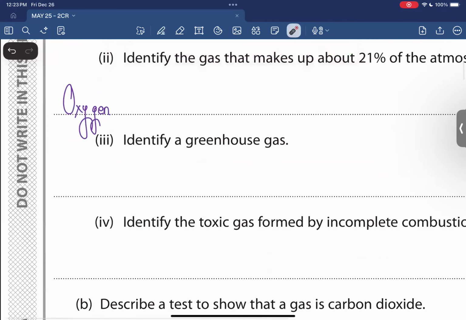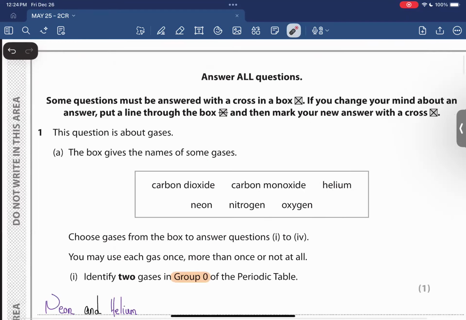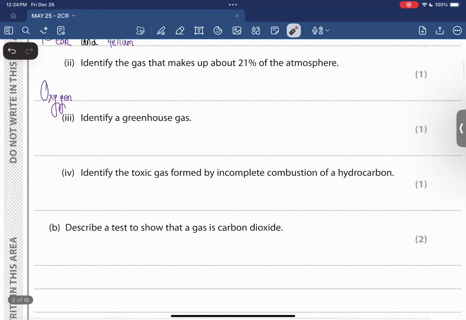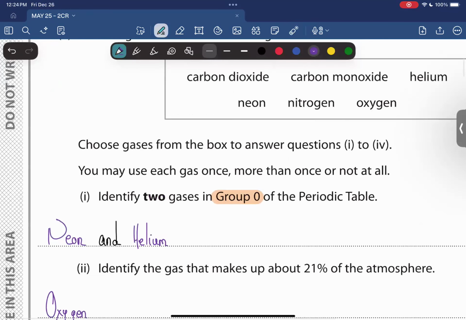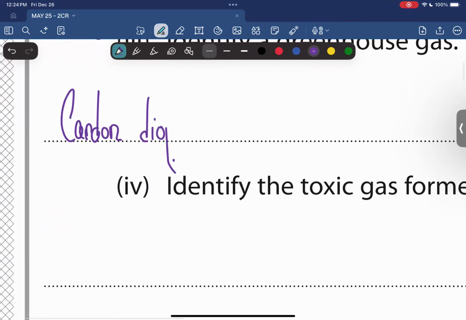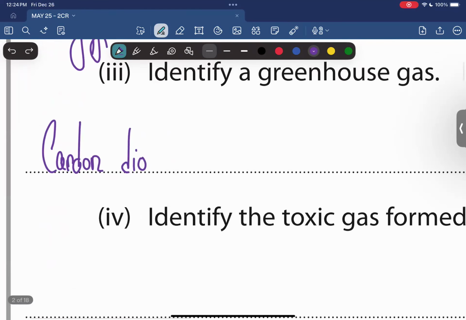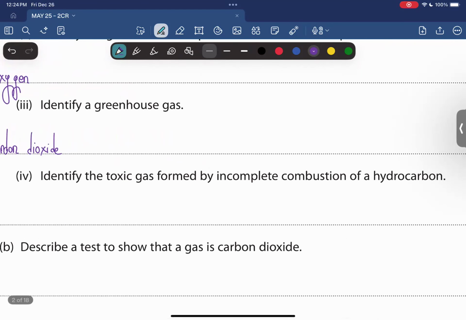Identify a greenhouse gas. A greenhouse gas is obviously going to be carbon dioxide. It traps infrared radiation from the sun, and as a result causes the surface temperature to rise and cause global warming. Carbon dioxide.